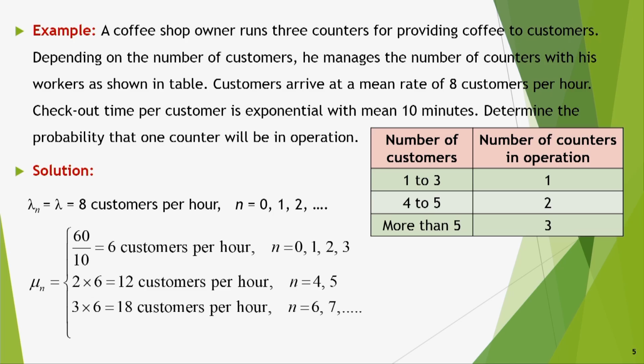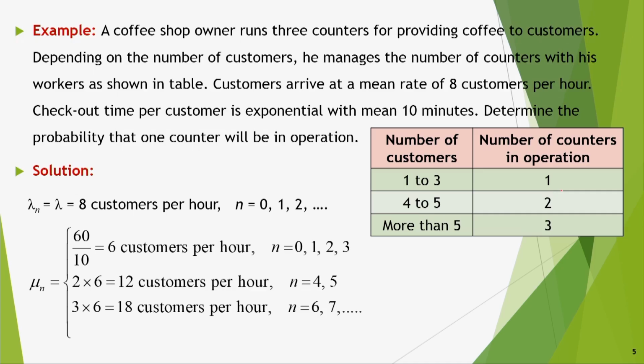Okay, so rate of arrival is 8. Checkout time per customer is exponential with mean 10 minutes. Determine the probability that one counter will be in operation. That means there will be some customer in the system. So if the number of customers is 1 to 3, then the number of counters in operation is 1.